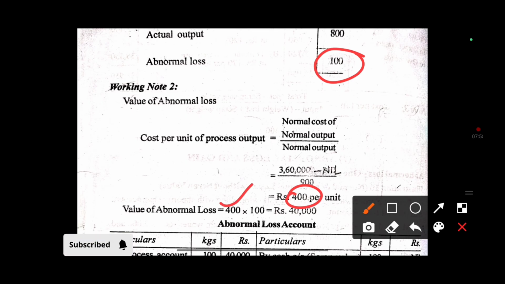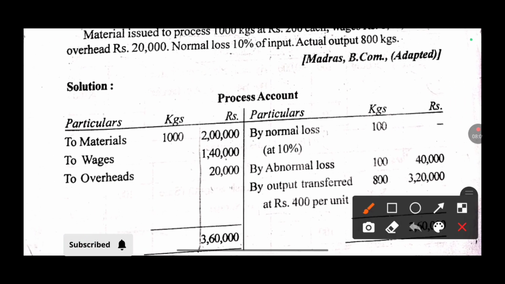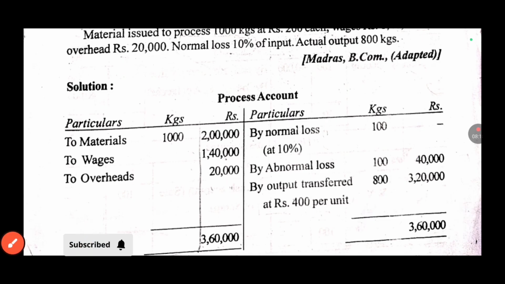How much for 100 kilos? It is to be multiplied, 400 rupees into 100 kilos. You will get 40,000 rupees. The cost of the abnormal loss 100 kilos is 40,000 rupees. Enter on amount column. Okay. So the value of abnormal loss we find out.